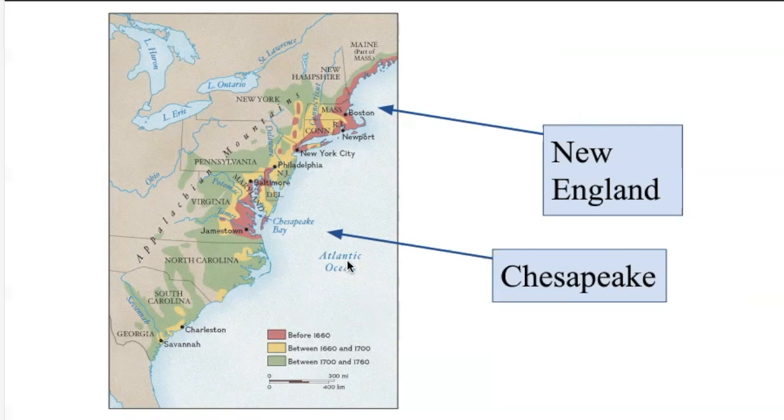We will start out with the Chesapeake region here. For now, think Virginia, if that's more familiar, and then move on to New England. And if it's more familiar, just think Massachusetts, even though, again, it's a larger area.